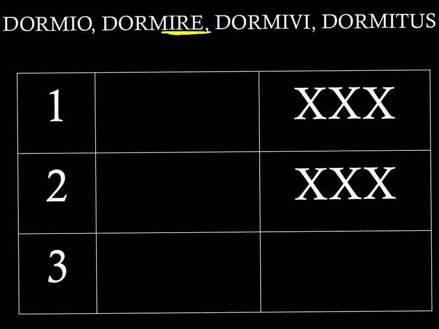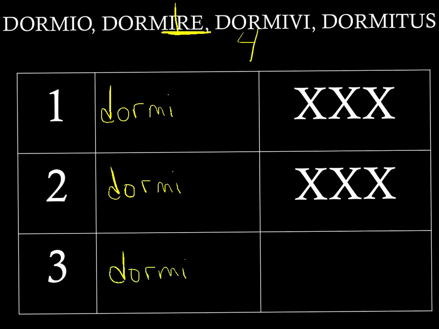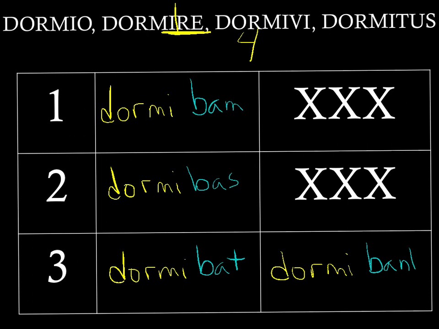And so here we are with this fourth conjugation verb, dormire. So the stem is dormi. So we're going to do what we've always done, which is write the stem 4 times. And then if we do it in the order I'm asking you to do it in, you're going to then write bam, bas, bat, bant. But this is the one place where you have to think about the weirdness. And the weirdness is you add an E here. In all these forms, you're going to add an E. So it's dormiebam, dormiebas, dormiebat, dormiebant.